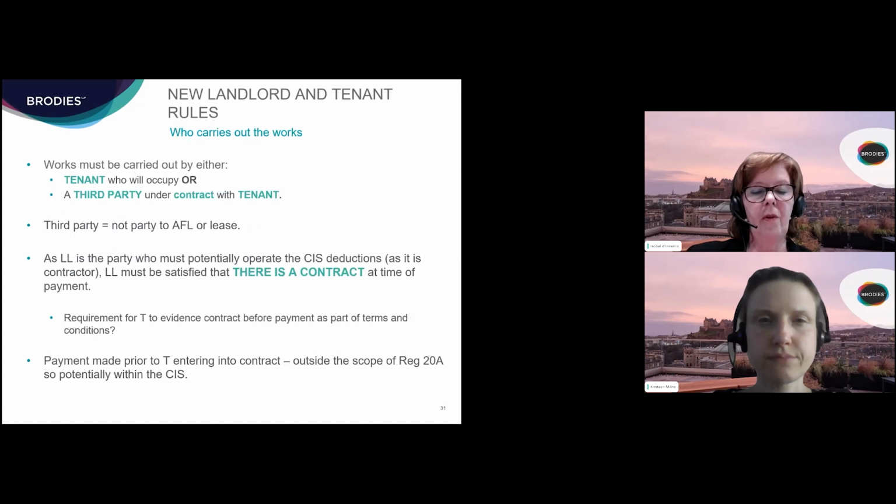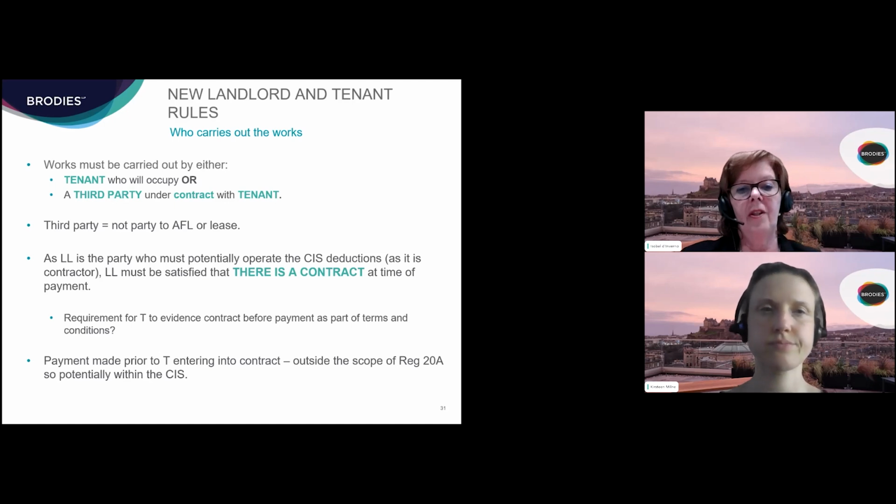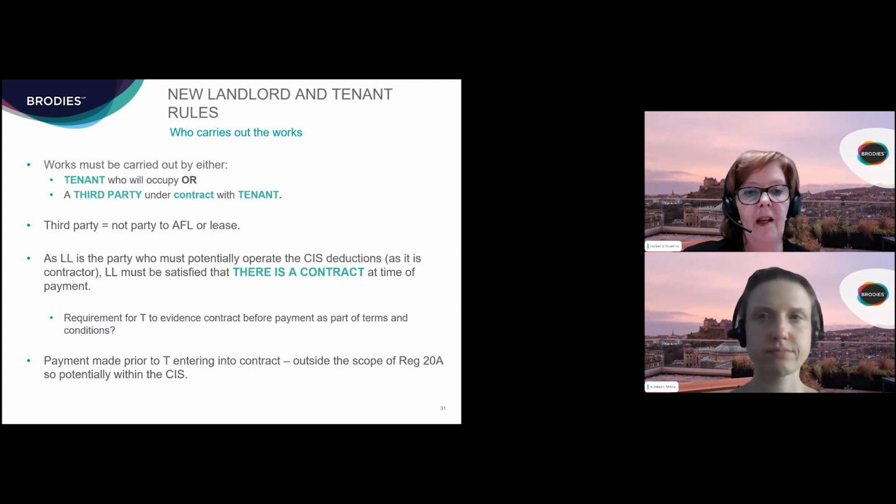Okay, moving on. Who carries out the works? The works have got to be carried out either by the tenant who's going to occupy or by a third party under a contract with the tenant. So a third party that the tenant is contracting with. And so if it's not the tenant that's going to be carrying out the works, the landlord's going to have to check that there is in fact a contract in place at the time of payment, and perhaps require the tenant to evidence that there is such a contract.